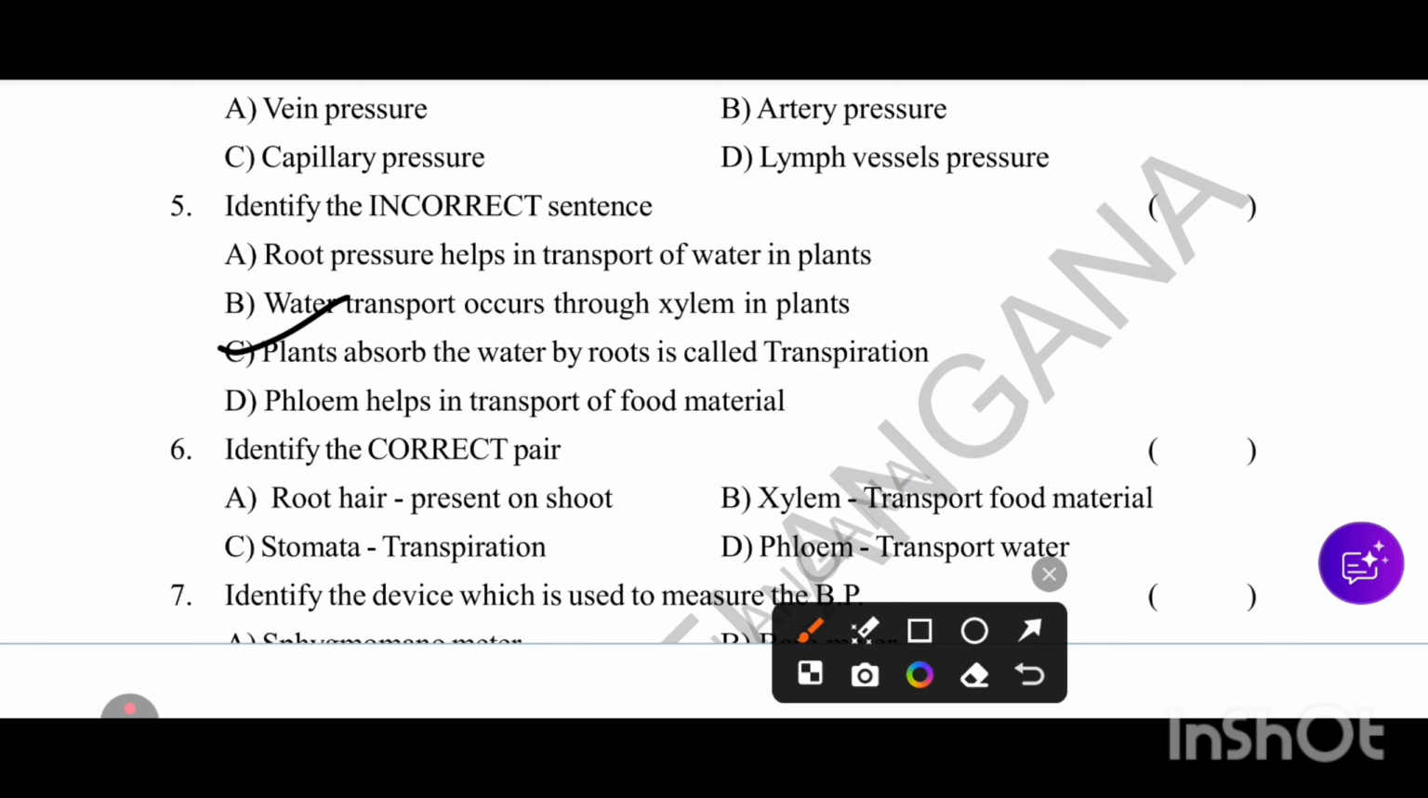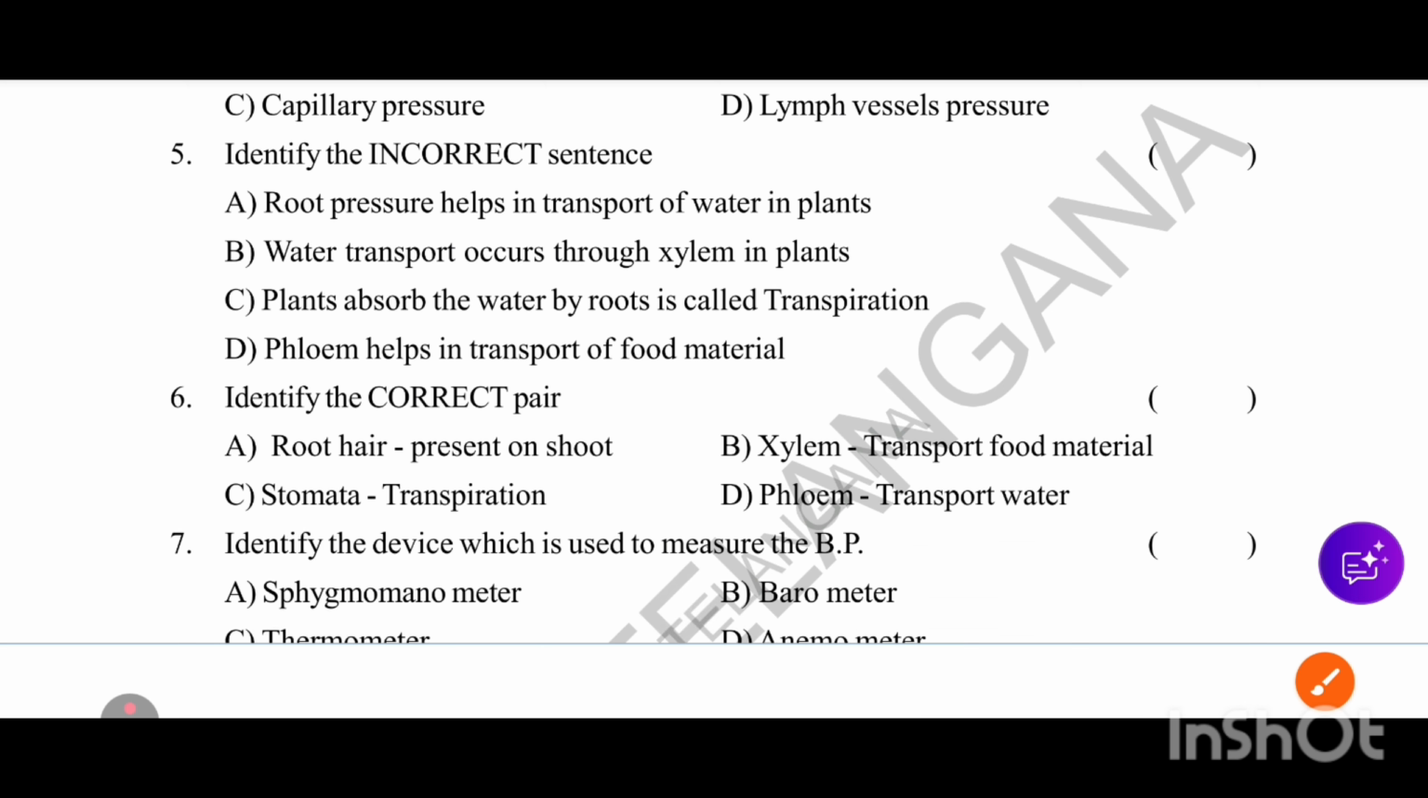Root pressure helps in transport of water in plants. That is the right sentence. Water transport occurs through xylem in plants. That is also a right sentence. And phloem helps in transport of food material. That is also a right sentence. The wrong sentence is C, that plants absorb water by roots is called transpiration. It is not transpiration. Transpiration means loss of water by the plant through the stomata of the leaves in the form of vapor. That is the meaning of transpiration.